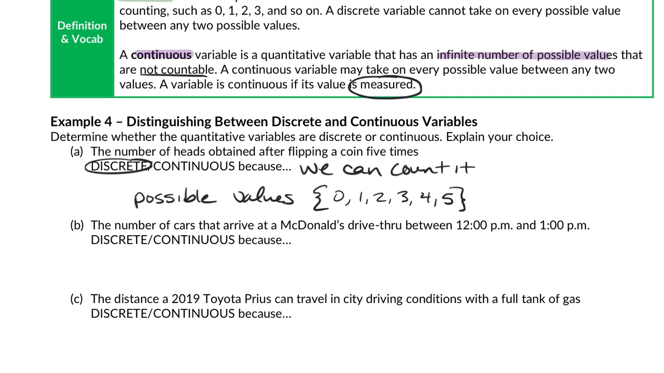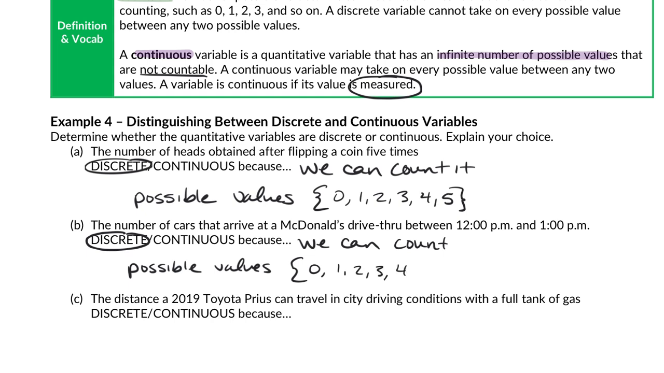How about the number of cars that arrive at a McDonald's drive-thru between 12 p.m. and 1 p.m.? Continuous? Well, I can measure it? No, discrete. Why is it discrete? Good count. We can count it. You wouldn't count half a car. It'd be either the whole car or no car at all. So what are some possible values here? So 0, 1, 2, 3, 4, 5, 6. This is getting annoying, isn't it? So I'm just going to go dot, dot, dot. There's no upper limit to this one. Because, like, what if 200 cars came through the drive-thru?